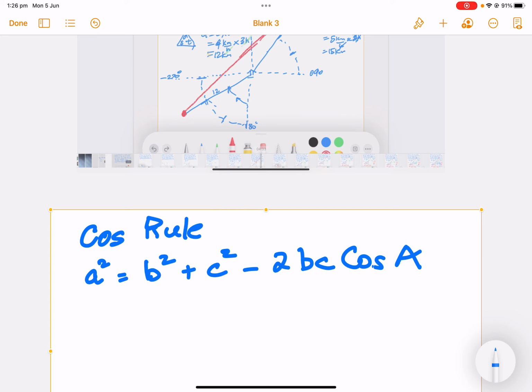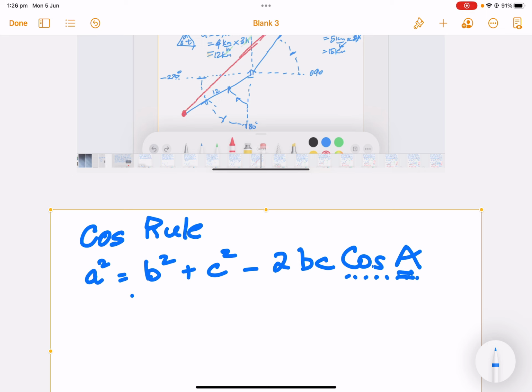If it's a 90-degree angle, cos of 90 equals 0, so this particular term disappears when we're dealing with a right-angled triangle, and you'll see the Pythagoras rule, that a squared equals b squared plus c squared. Because if the angle is 90, cos of 90 is 0, so you get 2 times b times c times 0, which is minus 0.